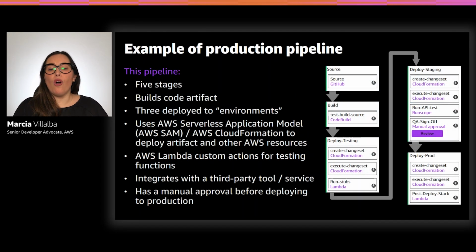So this is an example of a production pipeline using CodePipeline. We can see here that we have 5 stages: source, where we are getting the code from GitHub; build, where we are using CodeBuild to produce the artifact; and 3 different environments: testing, staging, and production. All these environments are deploying using CloudFormation the artifact we built with CodeBuild, into different environments. And also we are running different integration tests using Lambda or third-party services like RunScope. And we even have a stage where we can do manual QA and have a manual approval when it's completed.